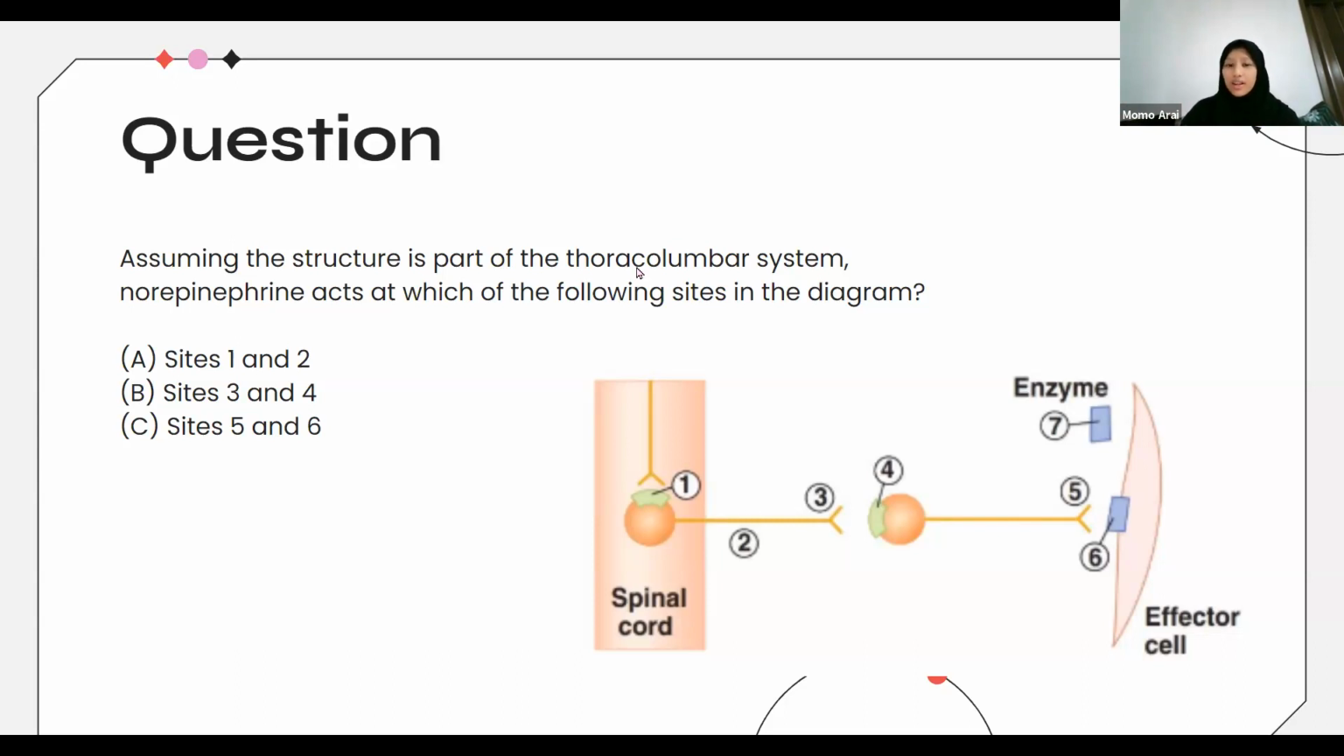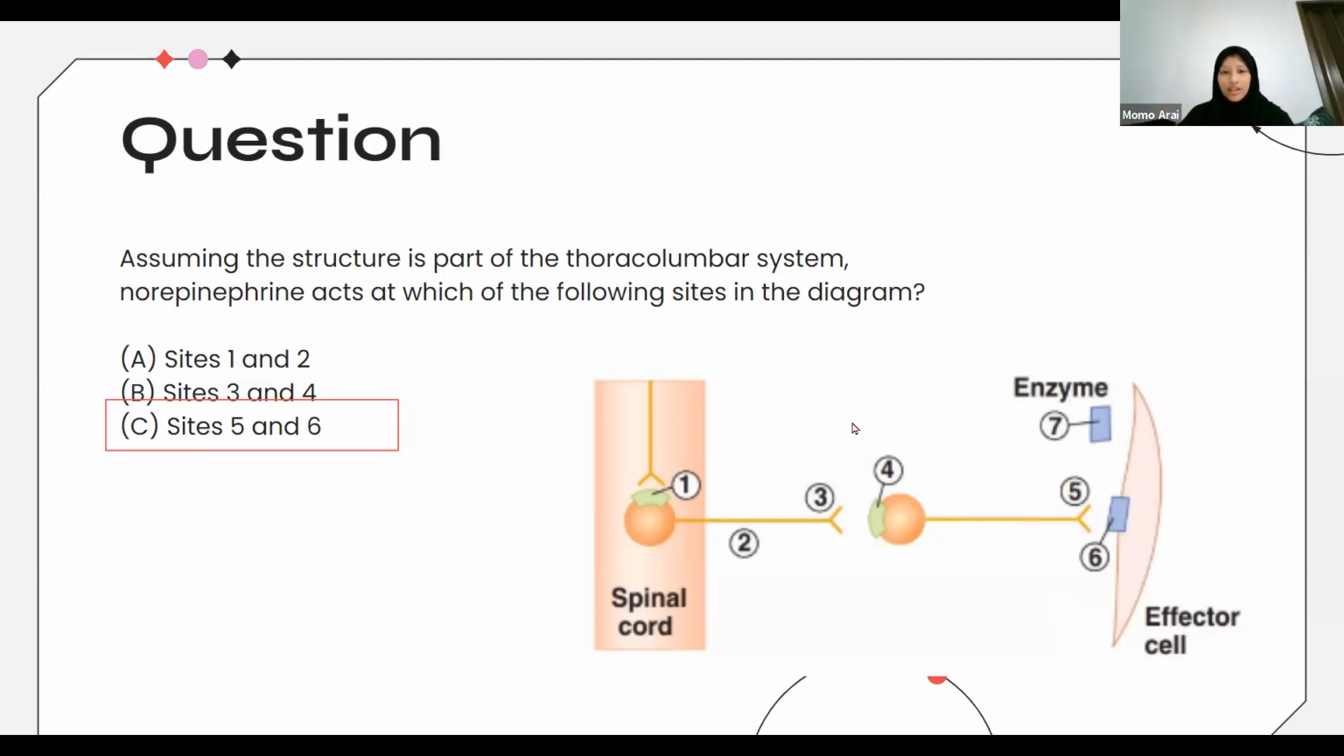So when I say thoracolumbar, what does that mean? Is it sympathetic or parasympathetic based on location and based on the table? Good. So sympathetic. Again, norepinephrine is the major neurotransmitter, and it acts at the postganglionic neuron, at the junction between the last neuron, the postganglionic, and the effector cell.